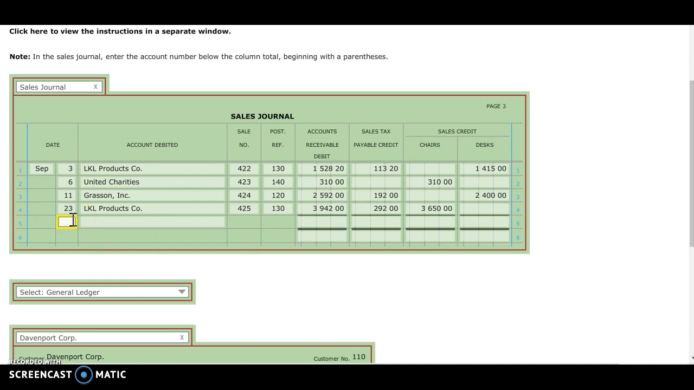So first of all, we need to put in our date. So last day in September is the 30th. I'm going to label that as totals. And then we're going to add up our columns here. Okay, so for our accounts receivable, we have $8,372.20.